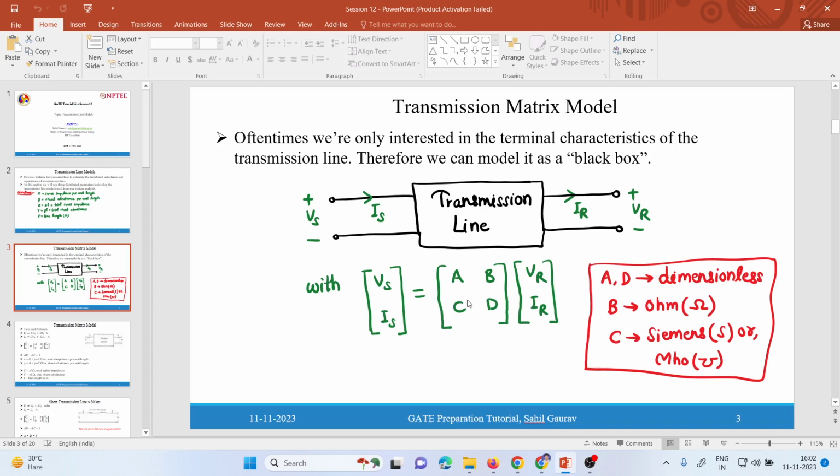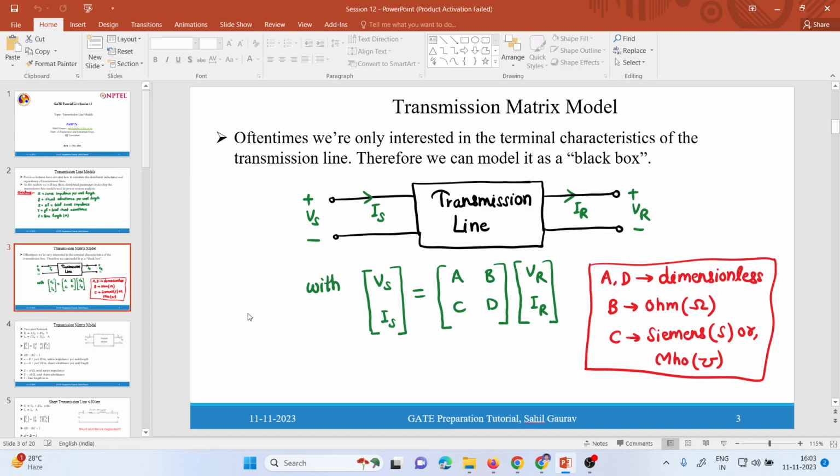If we see this matrix, then we can say that A and D are dimensionless, because A is equal to Vs divided by Vr. Both numerator and denominator are voltages, so it is dimensionless. Similarly, D is also dimensionless because it is the ratio of the sending end current to the receiving end current. And C has the unit mho, that is the opposite of ohm, and B represents impedance, and its unit is ohm.